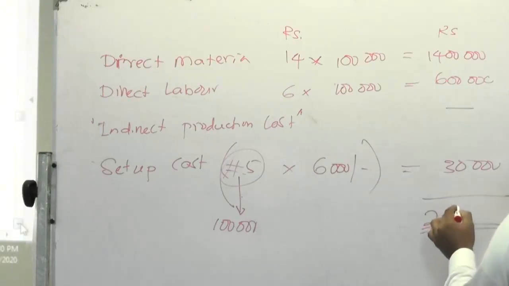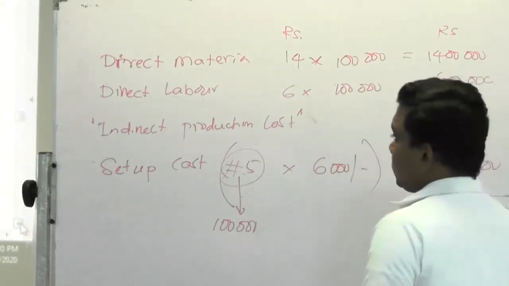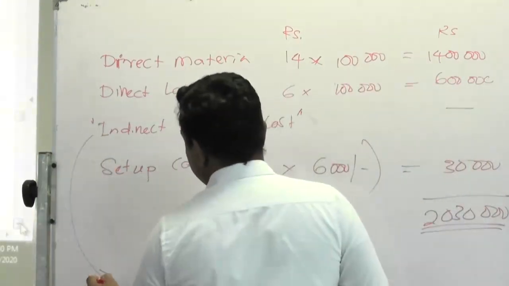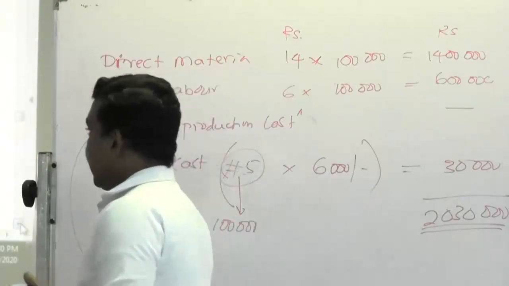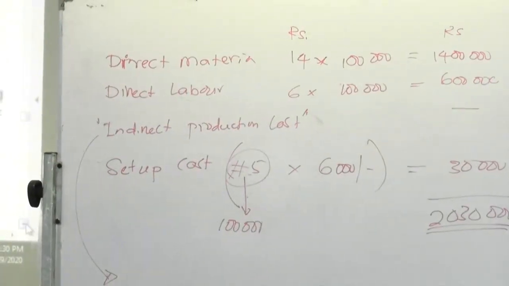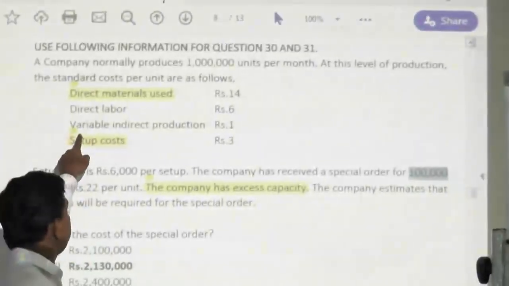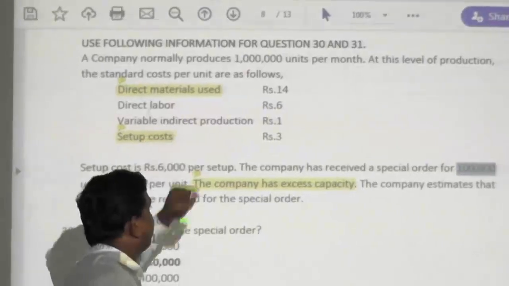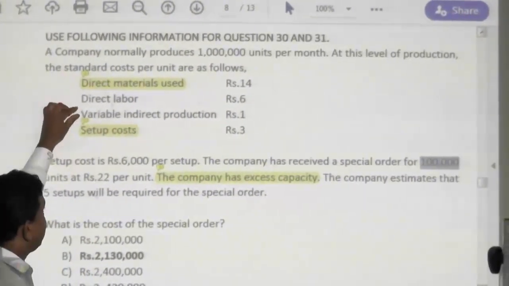Here 2,030,000, right? Now we need to consider this value, indirect production cost. Let's move into the screen again. Here they have mentioned variable indirect production. That's the point we need to take carefully.